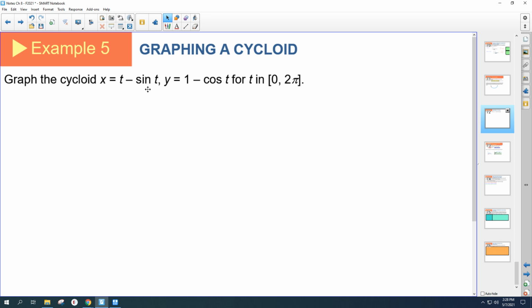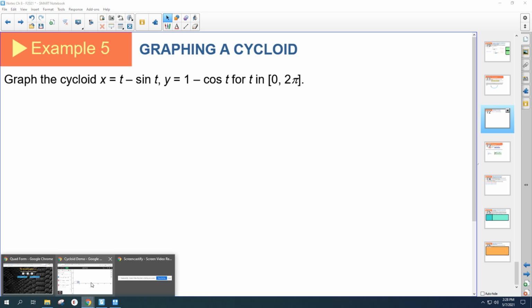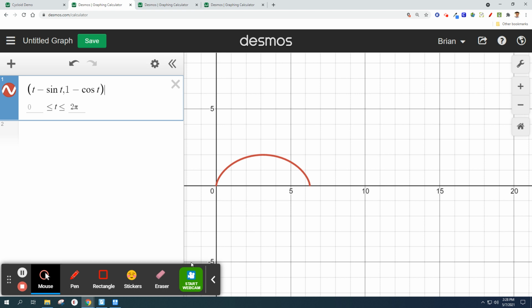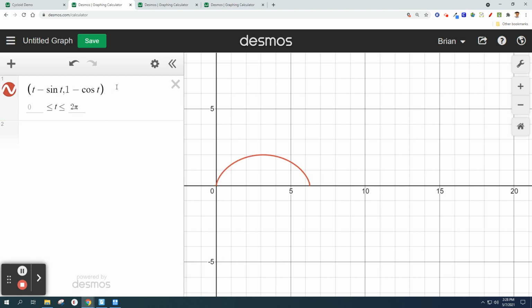Example 5 says graph the cycloid. Here you've got an x function and a y function, defined from 0 to 2 pi. So here it is, t minus sine t and 1 minus cosine t, defined over 2 pi. You can see it's just this, that's all there is, because that's what we defined. If I changed this to 4 pi, it's going to be 2 hops. 6 pi is 3 hops. From 0 to 2 pi is just 1 hop. That's all they want.